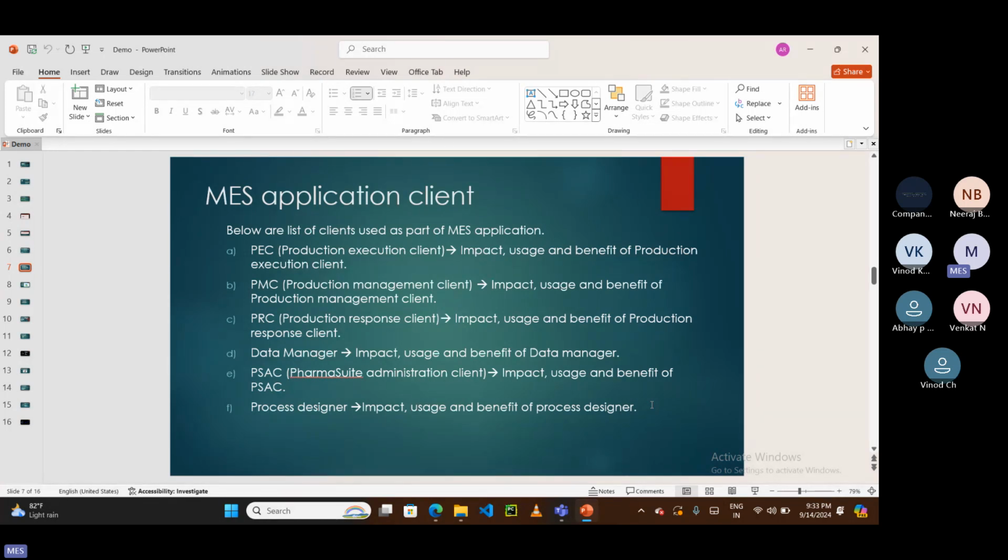So we have sub applications inside this MES application. We have PEC, PMC, PARC, data manager, PSAC, procedure. And these are the sub applications. You will get more detail in our training sessions.